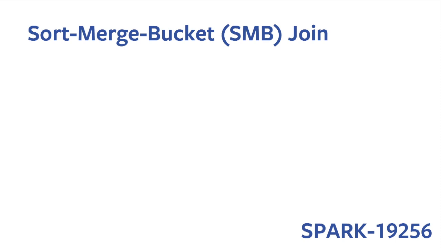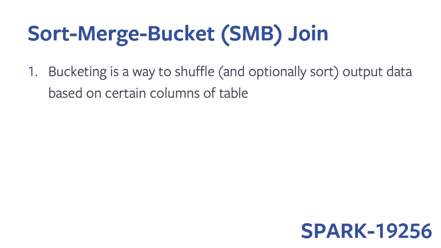Now, we actually worked on three variants of these joins to tune cases that fall into these cracks or somewhere in the middle. So one of the things, especially for people who have worked on Hive: Hive has this notion of a sort merge bucket, or an SMB join. The way bucketing works in Hive is that it allows you to shuffle and optionally sort the output data that's being written by a table based on certain columns.